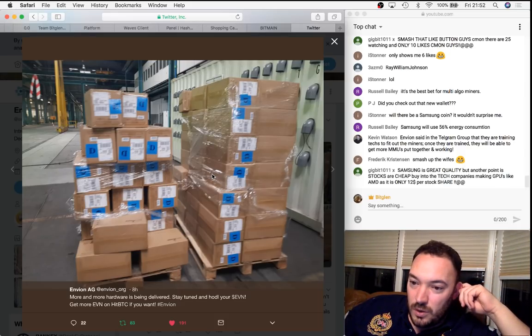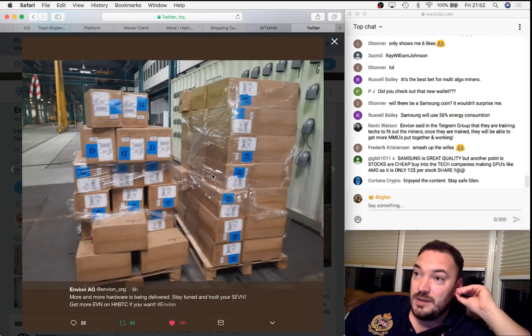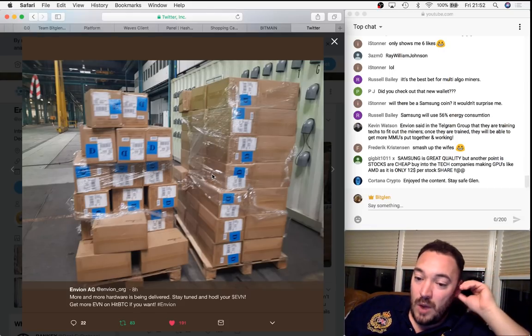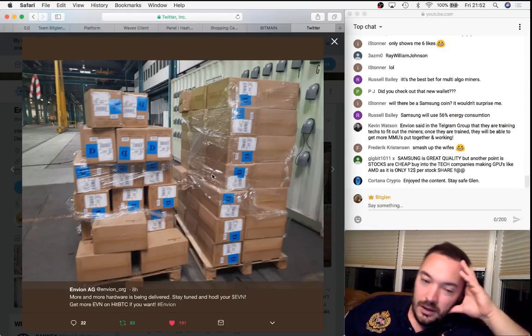Samsung is great quality, but another point is stocks are cheap. Buy into the tech companies making GPUs like AMD. It's only $12 per stock share. Yeah, well, Nvidia came out and announced they made a profit of like 3.7 billion or something like that. But then Bitmain announced that they made a profit of 4 billion. So they actually made more profit than a massive, well-known world brand like Nvidia.